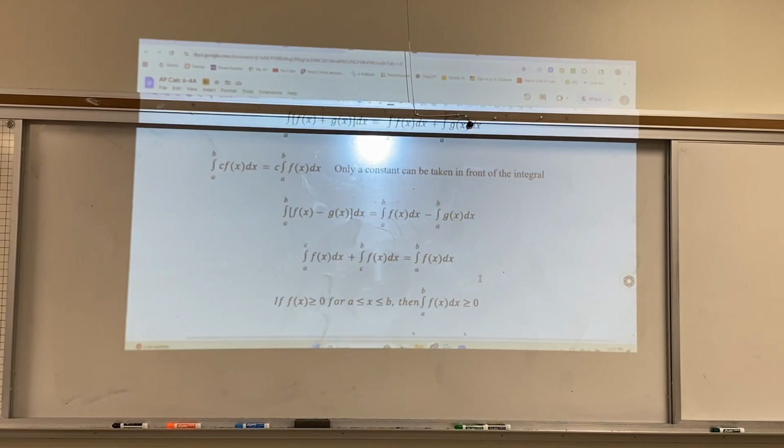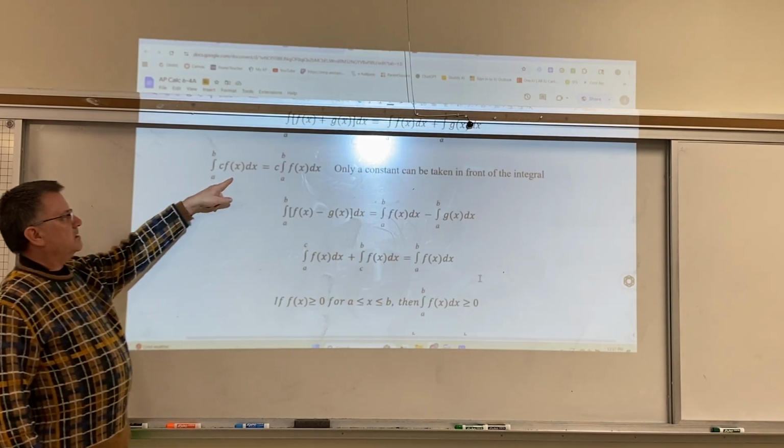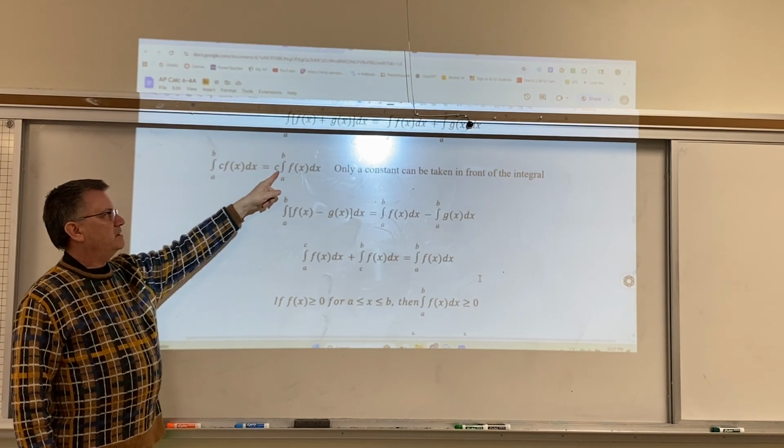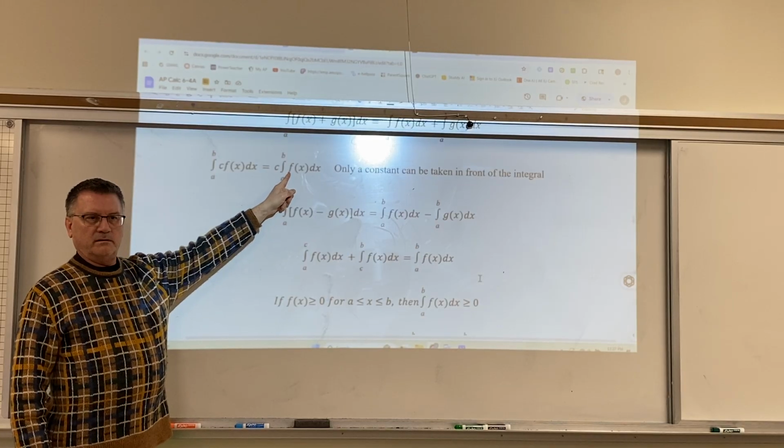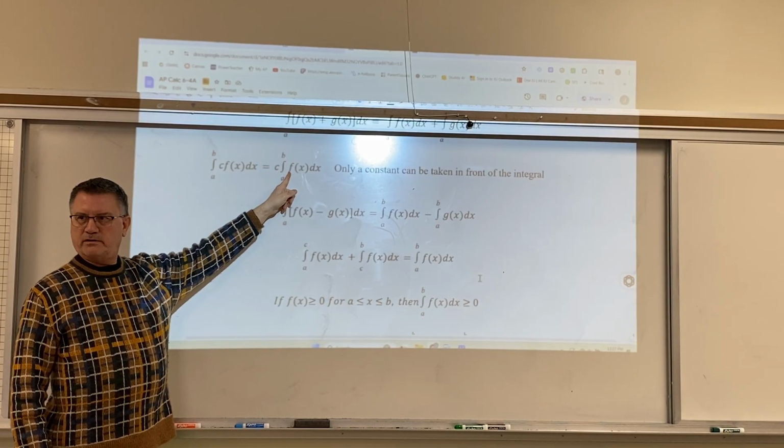Ooh, look at this. If I have a constant times an integral, I can pull that constant out and just take the integral of the function and then multiply by what I pulled out. That's what we did for derivatives too.